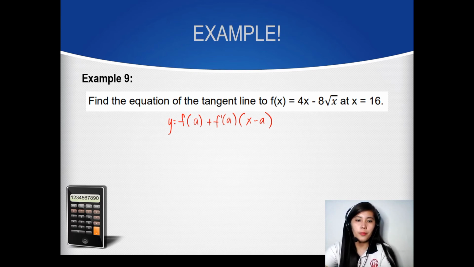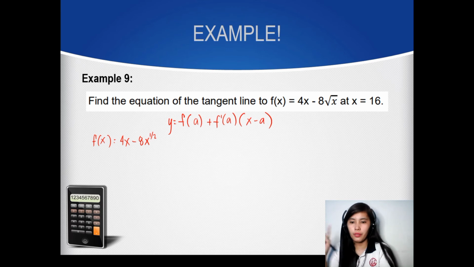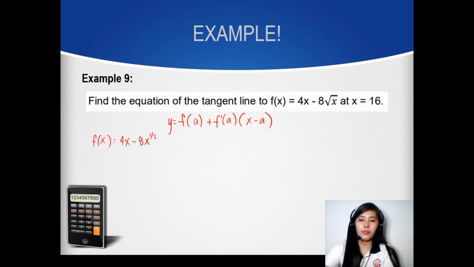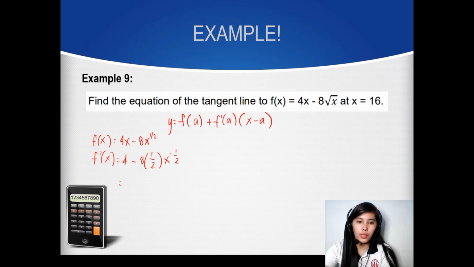f of x is equal to 4x minus 8x raised to 1 half, since square root of x is equal to x raised to 1 half. So the derivative f prime of x is equal to 4 minus 8 times 1 half x raised to negative 1 half. So this will be 4 minus 4 over square root of x.